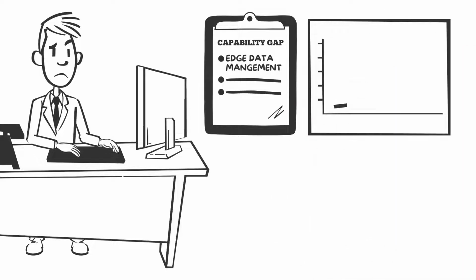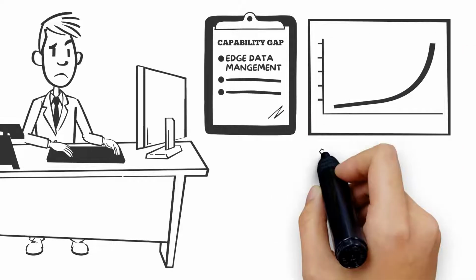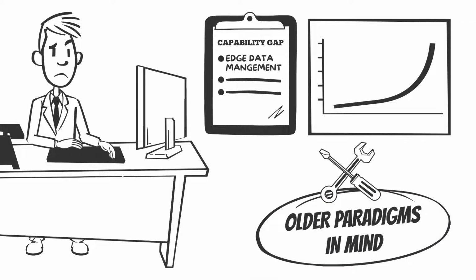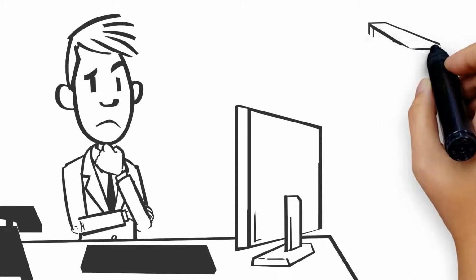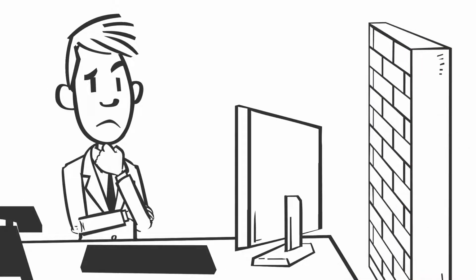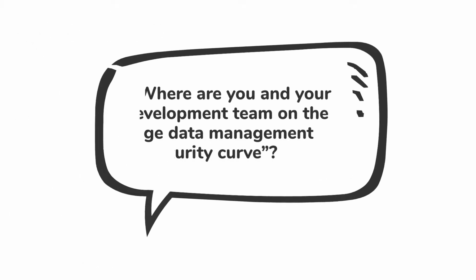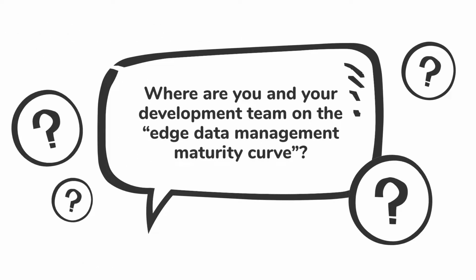There's a maturity curve when it comes to edge data management, and many developers are still designing applications with older paradigms in mind. Those paradigms are only going to prevent you from developing the solutions that you know you need to build going forward. So where are you and your development team on the edge data management maturity curve?